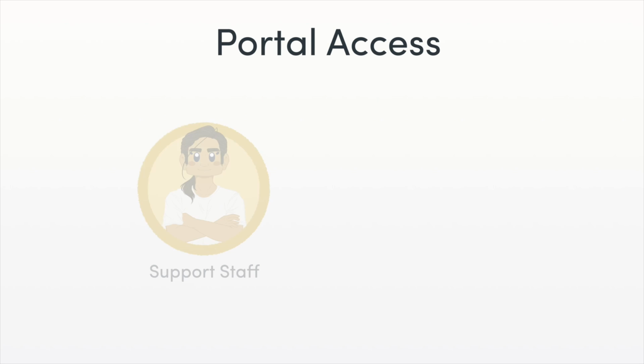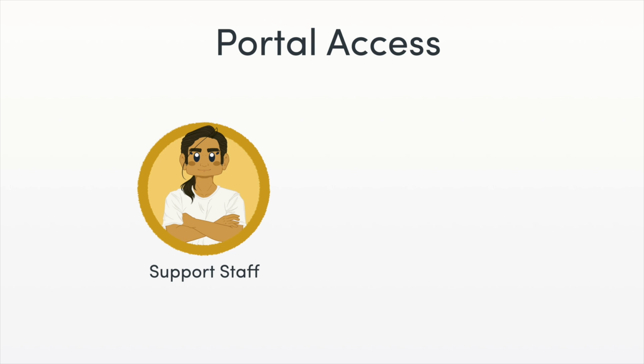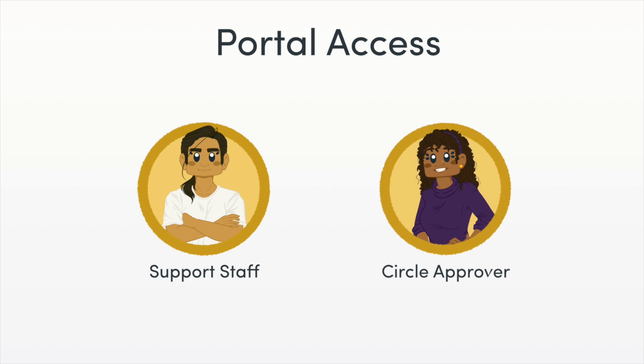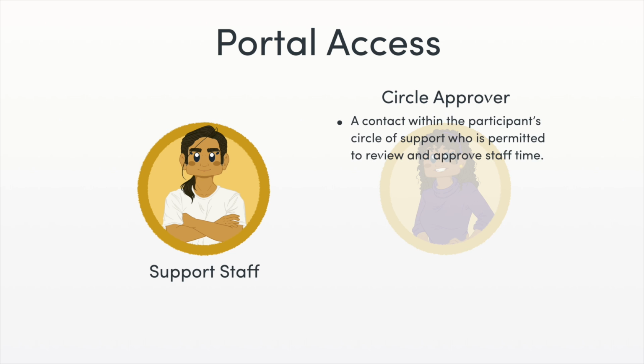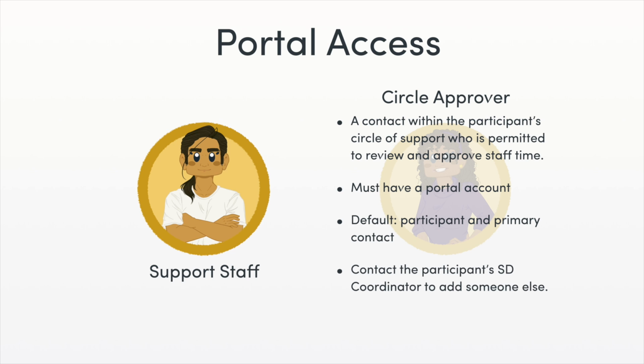First, to use eTime requires that a support staff have a portal user account. It also requires that someone in the participant's circle of support is designated as a web approver, also called a circle approver. A circle approver is any contact within the participant's circle of support who is permitted to review and approve staff time. This individual must also have a portal account. By default, the participant and primary contact are always circle approvers if they have a portal account, but any additional member of the circle can be added as a circle approver. To add someone as a circle approver, contact the participant's SD coordinator.